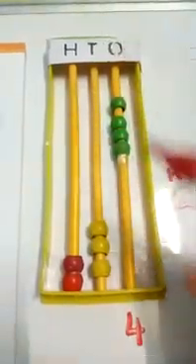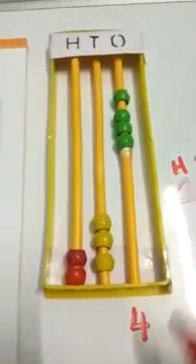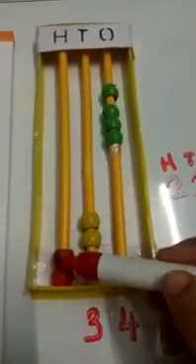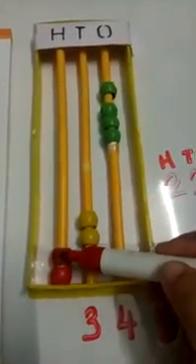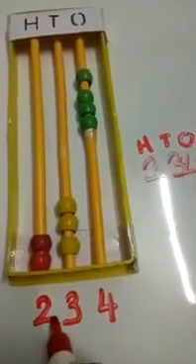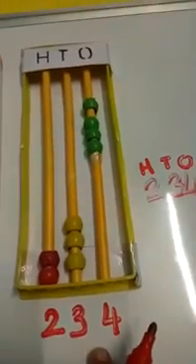Then on tens place 1, 2, 3. And on this 100 place 2 beads are there. So we'll write here 2. So number becomes 234.